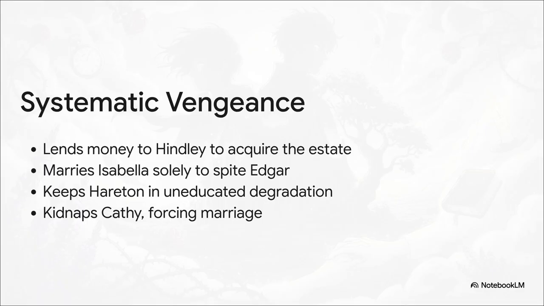This totally toxic environment breeds a masterclass in cruelty. Heathcliff's systematic vengeance isn't just about physical violence. He wants to dismantle his enemies using the very laws of the society that rejected him in the first place. He lends money to the drunken Hindley so he can slowly acquire the Wuthering Heights estate. He marries Edgar's sister, Isabella Linton, solely to spite Edgar and abuse her. He inflicts that exact same degradation on Hindley's son, Hareton, keeping him completely uneducated. And finally, he kidnaps young Cathy Linton and forces her into a marriage with his own dying son. He ruthlessly uses the legal structures of property and marriage to absolutely destroy both the Earnshaw and Linton families.